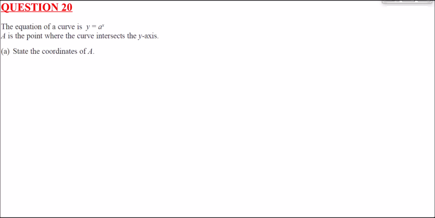Finally, we arrive at the final question, question 20. So we're told the equation of a curve is y equals a to the power x. A is a point where the curve intersects the y-axis, state the coordinates of A.